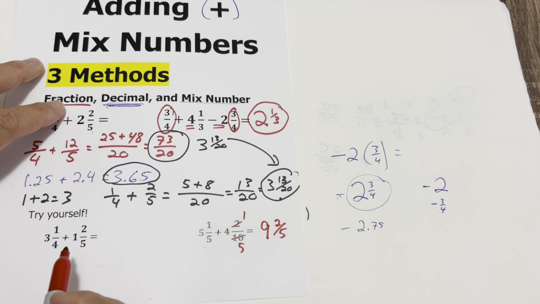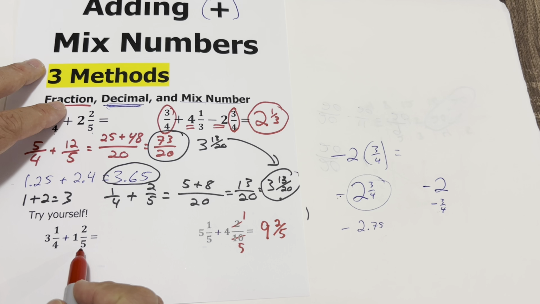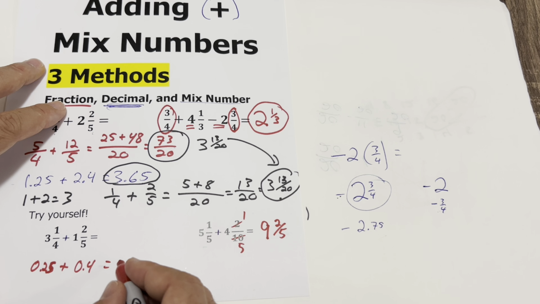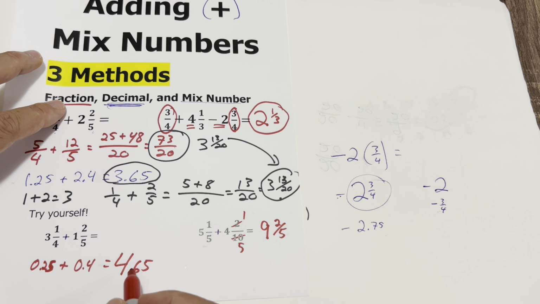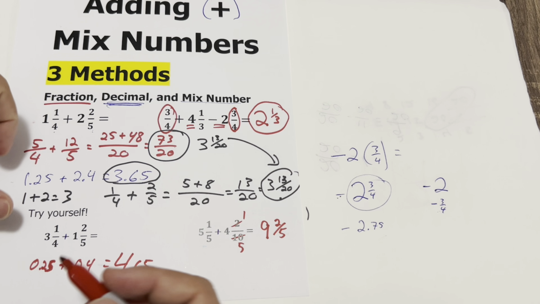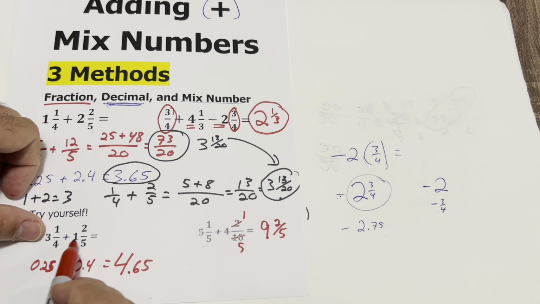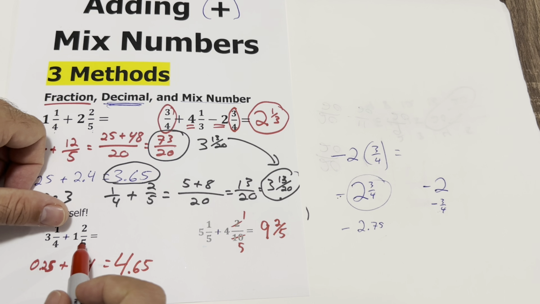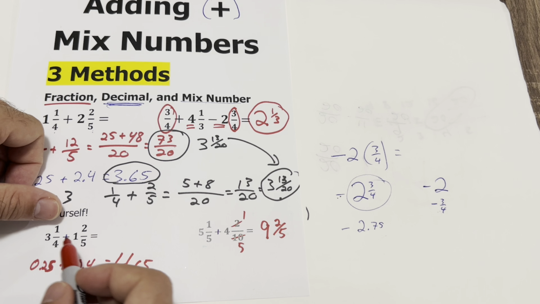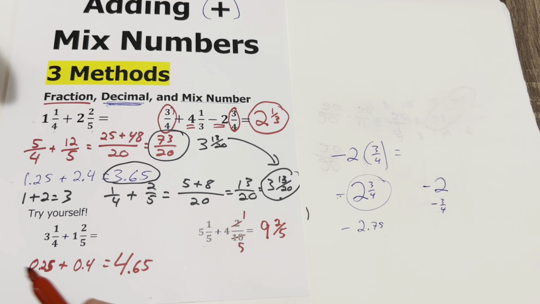And here's the same. 2 over 5 is 0.4, the 1/4 is 0.25, the famous quarter, and 3 plus 1 is 4. So the answer here will be 4.65, the answer as a decimal. Or if you want it as a mixed number, it will be 4, and you just need to add those two. That will be 8 plus 5, 13 over 20.